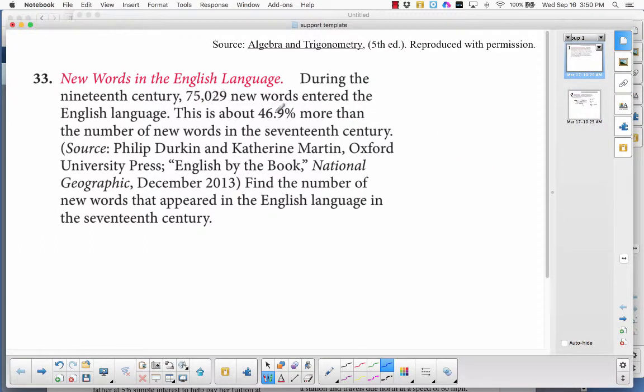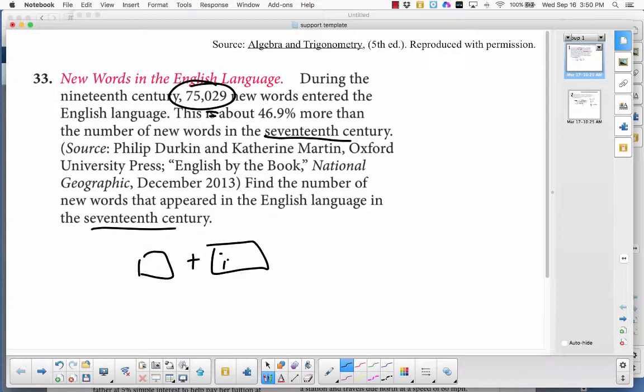Regarding a percentage kind of thing, I've got to come up with some kind of formula to help me determine this. When you look at it, it says determine the 19th century, you've got that many words. And then they say this is, equal sign, about 46% more than what they had in the 17th century. And then the question says how many were in the 17th century. So there must have been some in the 17th century, and then added to that was some kind of an increase, a certain amount, 46.9% of this one, to come out with a total for the 19th century.